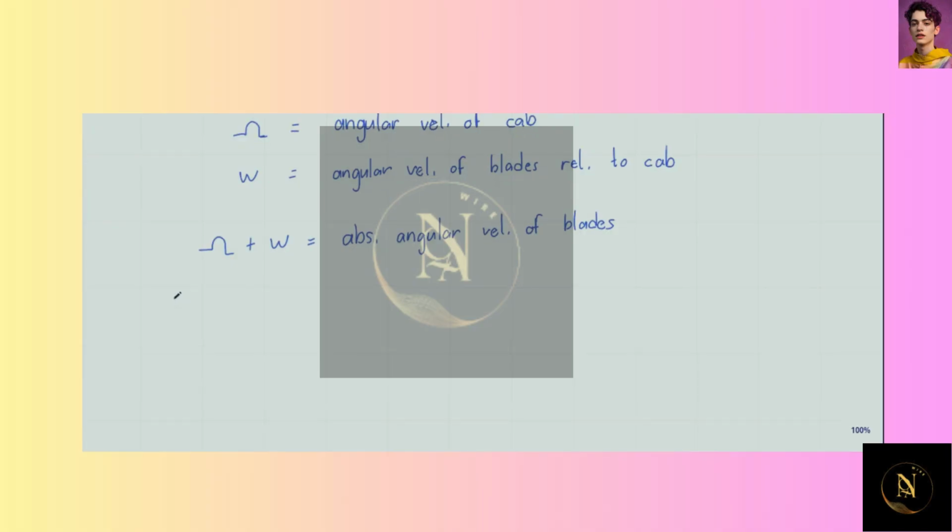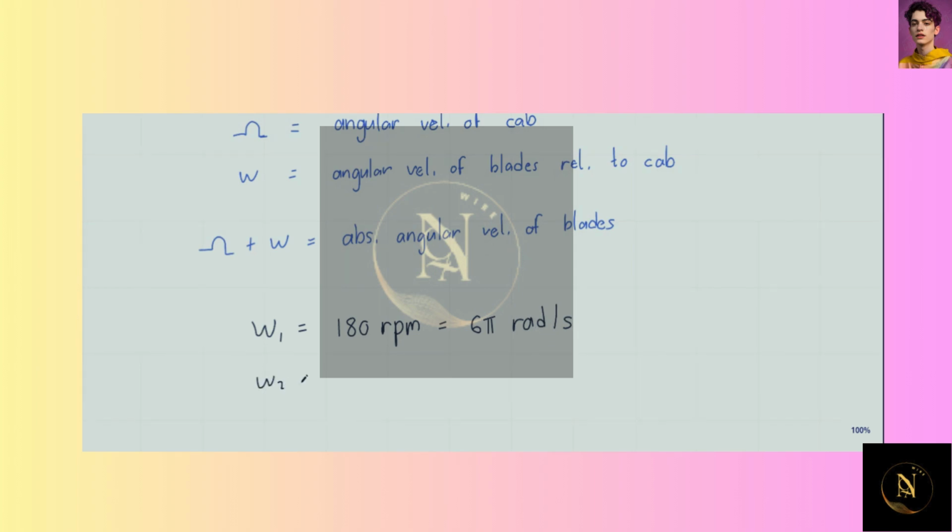In this problem, we will let capital omega be the angular velocity of the cab, small omega the angular velocity of the blades relative to the cab, and hence the absolute angular velocity of the blades is capital omega plus little omega. The information we are given is that initially the blades are revolving at 180 RPM, which is revs per minute, relative to the cab. 180 revs per minute is equivalent to 6 pi radians per second. So we're just converting them to usable units.